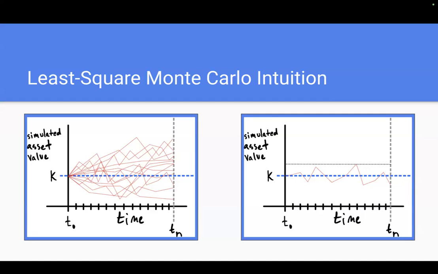And then for each of those paths, we're going to walk ourselves from Tn to T0, because at Tn, our decision is easy. There's no future to consider. Anytime after Tn, it's worthless. So whatever our decision is, it depends on whether it's a call or a put. So I'm just going to keep it generic. Whatever our decision is, it's clear.